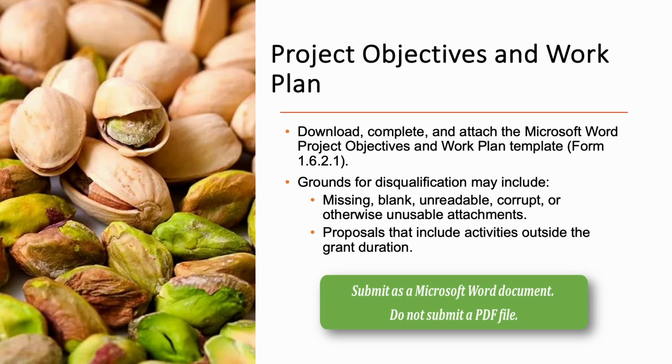This template will either need to be downloaded from FAST or the SCBGP website and saved to your computer. Once this document has been completed, please upload it to the application in FAST. The project objectives and work plan template must be submitted as a Microsoft Word document. Please do not submit this document as any other file type, such as a PDF. Applications that have not attached this template, attached a blank file, or attached an unreadable or corrupt file may result in disqualification.